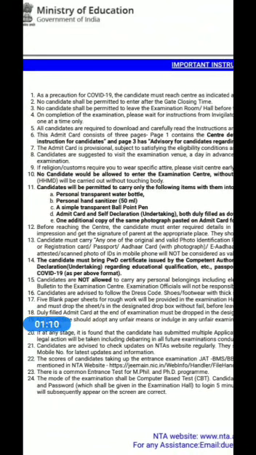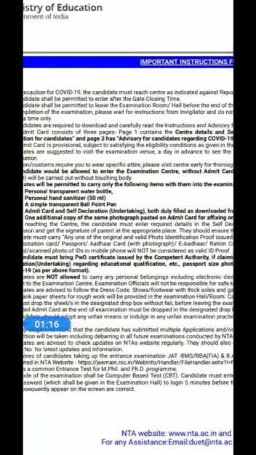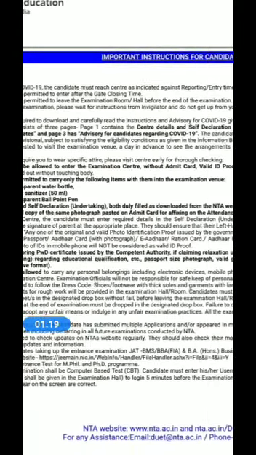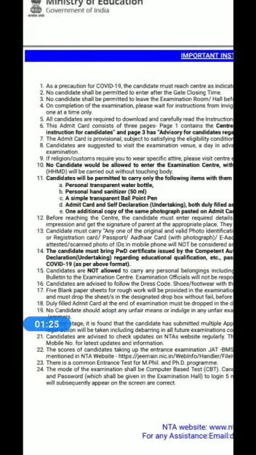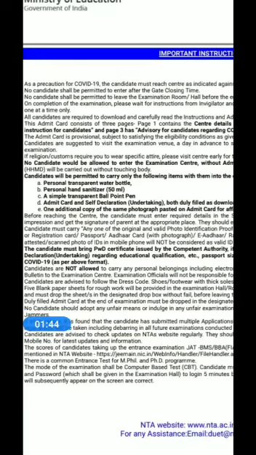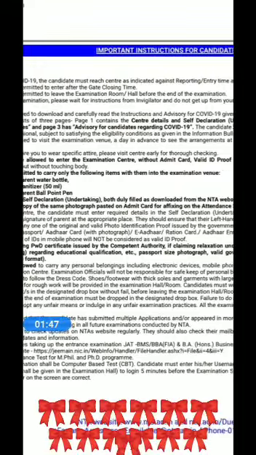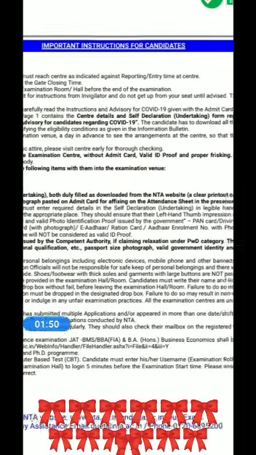And then in the 11th point they have mentioned that a candidate will be permitted to carry only the following items with them into the examination venue. So let's give a glance. A personal transparent water bottle, it should be transparent, right? Then a personal hand sanitizer, the small one, 50 ml. Then a simple transparent ballpoint pen. Then the admit card and self declaration, both duly filled as downloaded from the NTA website.